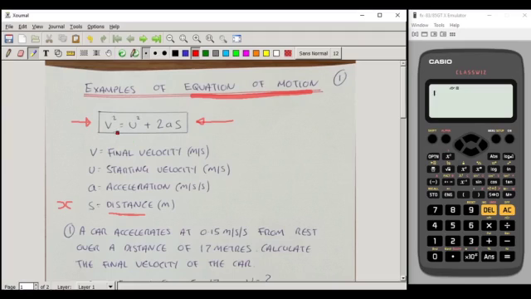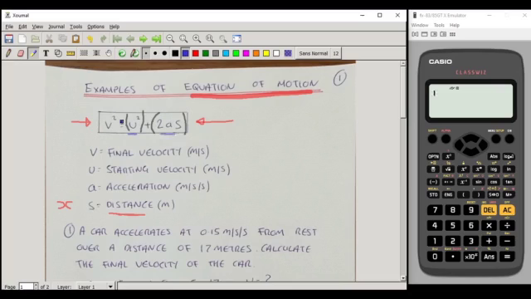So this formula is V squared equals U squared plus 2 times A times S. Just a couple of things. Make sure you put a bracket around that if you want to. Don't do U squared plus 2, so do U squared plus 2 times A times S. So it's this term and this term together. Don't put a bracket around it in your calculator, just to be on the safe side.